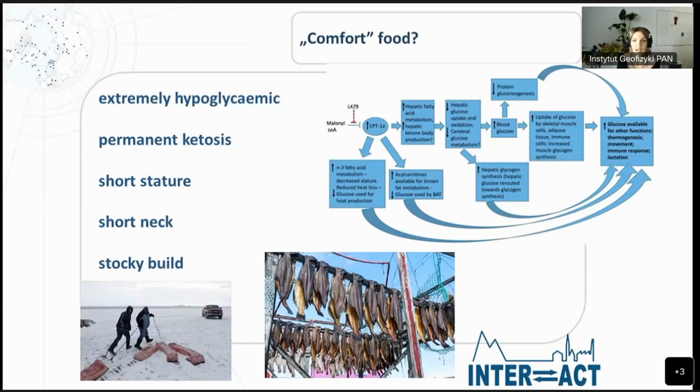This stocky build helps them to live in extreme cold mostly, because the larger the surface, the faster body heat will be lost to the environment. So it's better to be bulky and have a shorter neck or arms than be very tall and slim and slender if you're living in polar regions.